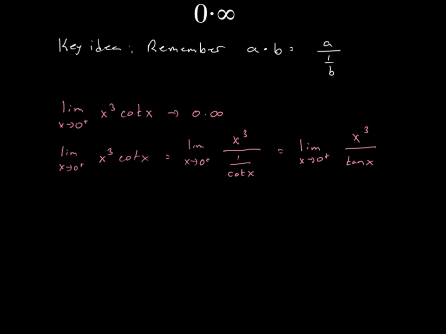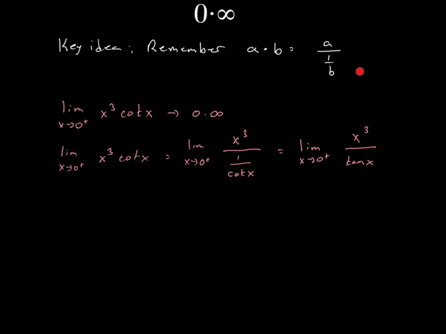Now let's take a look at what happens when we get a different indeterminate form. In this case, what we're going to be looking at is when we get 0 times infinity. Now the key idea on this, which is kind of going the opposite of what we usually deal with, is to remember that when I take a times b, that is equal to a divided by 1 over b, or I could look at it as b divided by 1 over a. In other words, multiplying by something is the same as dividing by its reciprocal.